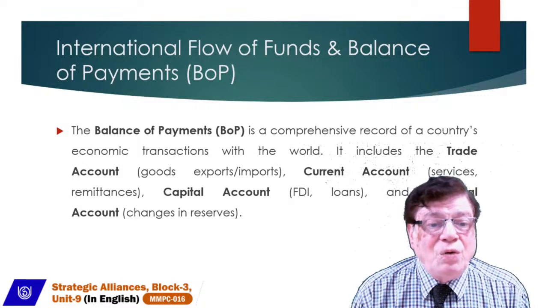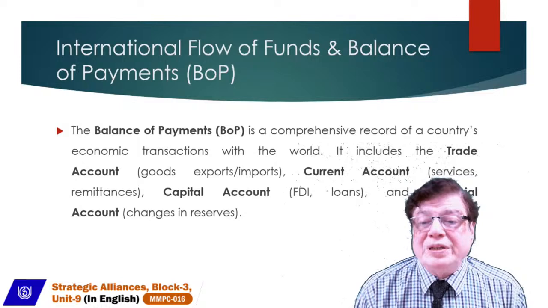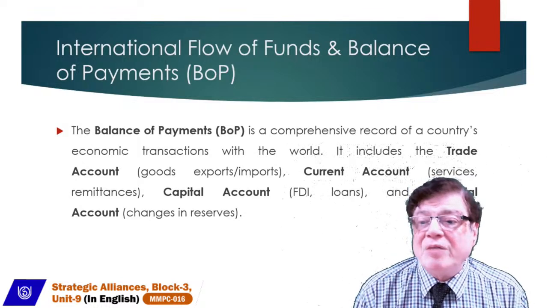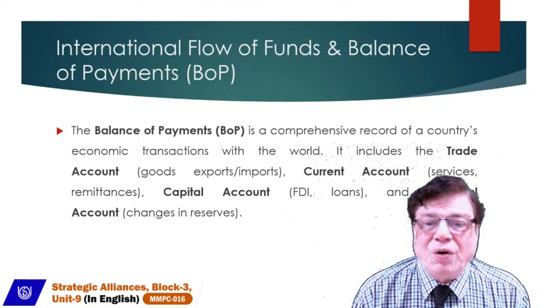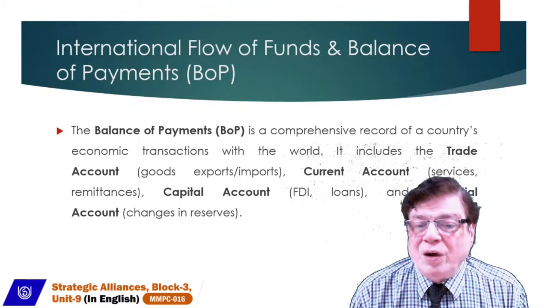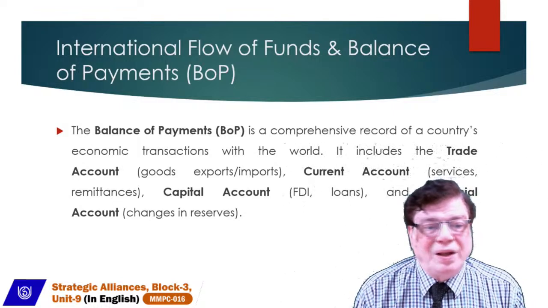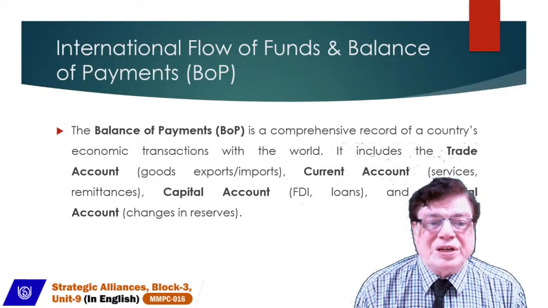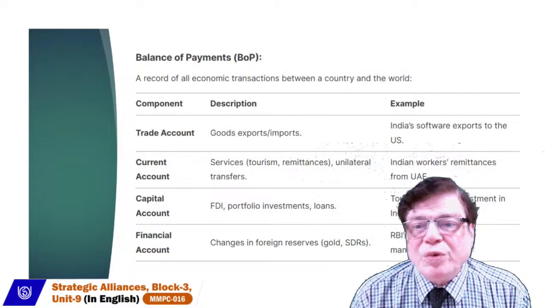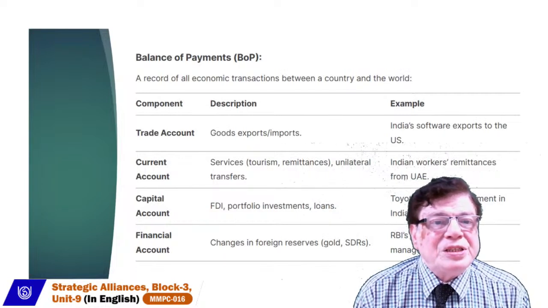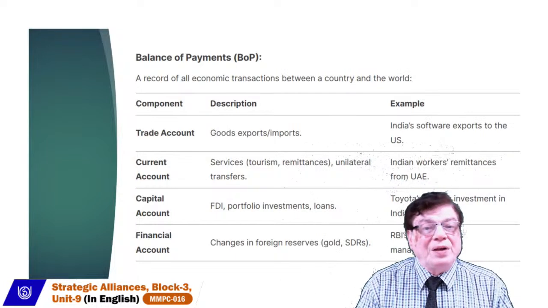In this, there is a trade account, which is of goods, exports, imports. Then there is current account, in this, services and remittances. It is having services and remittances recording. Then capital account, it is foreign direct investments and loans. And financial account, it is containing changes in reserves. So now balance of payments, they have explained in this slide, a record of all economic transactions between a country and the rest of the world.